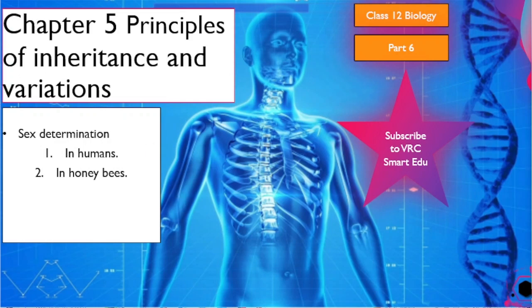So we are here with part 6 video of class 12 biology, of chapter 5, principles of inheritance and variation. Today we are going to deal with sex determination introduction, sex determination in humans, and sex determination in honeybees.